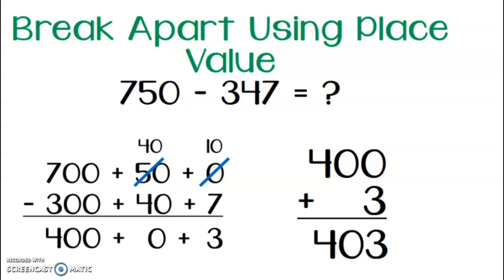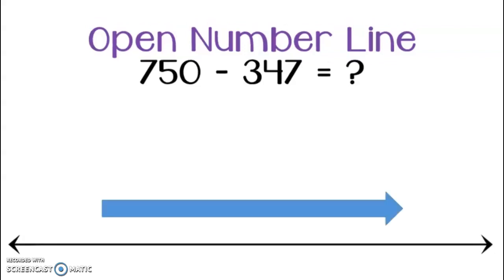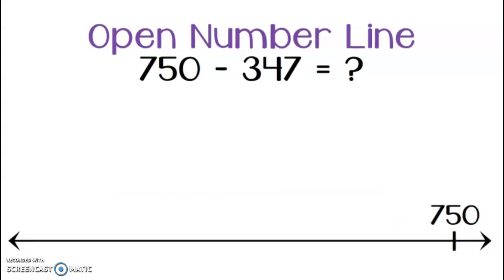Let's practice on an open number line. If I have 750 minus 347, I have to first look at where to place my numbers. If your numbers are going this way, they're getting larger. If your numbers are going this way, they are getting smaller. I'm going to place 750 on the right side of my number line because I know that I'm subtracting, so my numbers should be getting smaller.